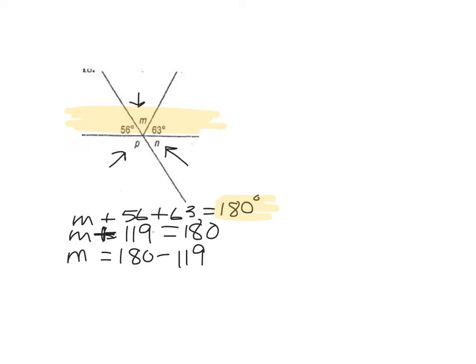Again, balancing people, right? We've got to subtract 119 from that side, so I have to subtract 119 from that side. And then M is going to equal 61 degrees. And then again, I know that this is a 180 relationship, so my proof is supplementary. So you want to include that diagram, that degree measure, and then the fact that it's supplementary. You have to include your proof.